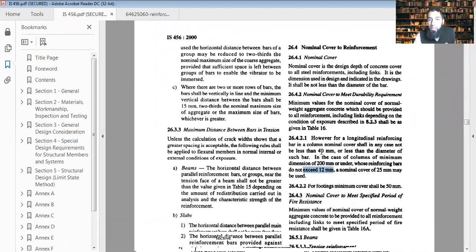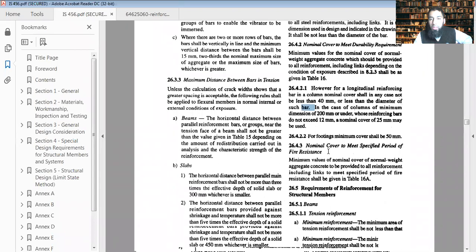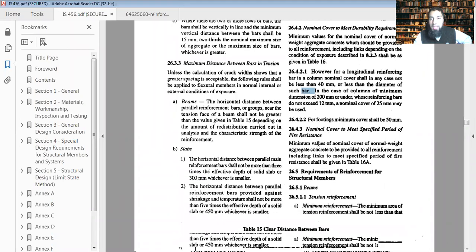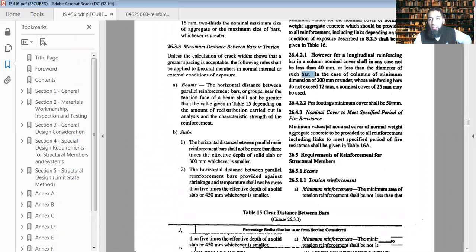तो उस केस में आपको minimum 40 mm you have to provide the nominal cover. Nominal cover means cover outside the steel bars for columns, and it should not be less than the diameter of such bar. Right now we are providing a 32 mm bar here, so that is less than 40. So 40 mm right now is, if it was greater than 40 mm the longitudinal bar, then you had to check for the nominal cover.